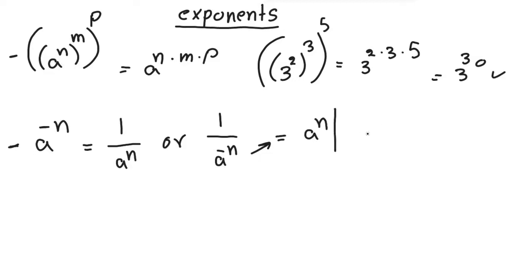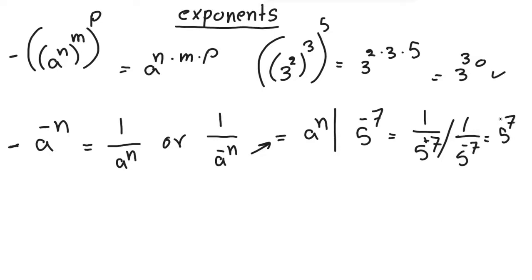The examples are very easy. 5 to the power of minus 7 is equal to 1 over 5 to the power of positive 7. Here it changes to positive. Or if it is down, for example 1 over 5 to the power minus 7, you can take it up, and it becomes 5 to the power of positive 7.